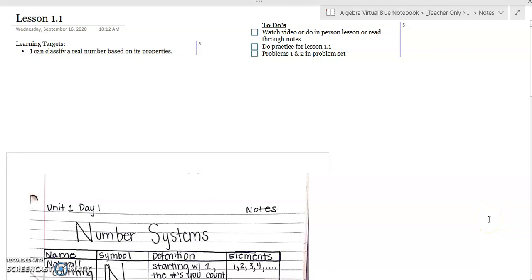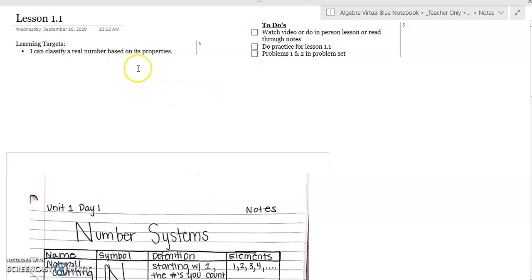All right, so here's your first lesson. This is lesson 1.1. And I'm going to go ahead and show you what the learning targets are and then what you should be doing for this lesson. So you're obviously doing this first thing, which is watching the video, or you could have done an in-person lesson, or you can just read through the notes and see if you can do it without watching a video. That's completely up to you. Do practice for lesson 1.1 and then problems 1 and 2 in your problem set.